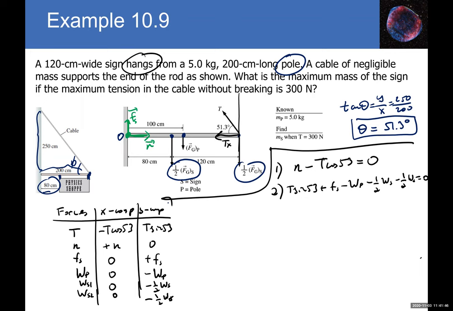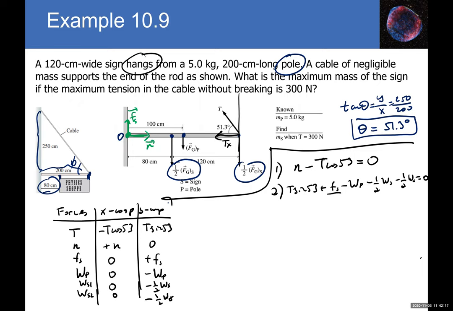Remember, my goal here is to find the weight of the pole, or mass of the pole. And that's in equation two. But I have tons of unknowns over there. I don't know what the static friction is, and I don't know, let's say, the weight of the sine. So I have two unknowns. And equation one doesn't necessarily give me the value of the static friction. So I'm kind of stuck with equation one.